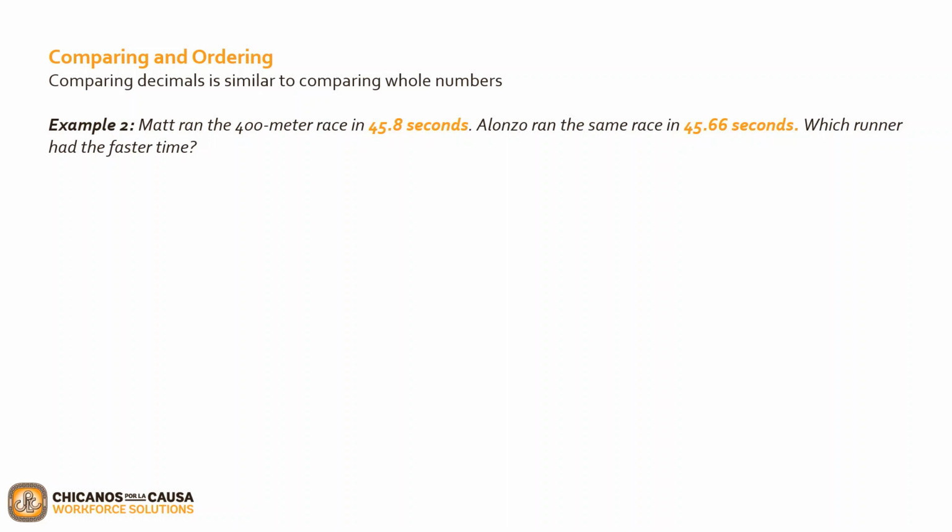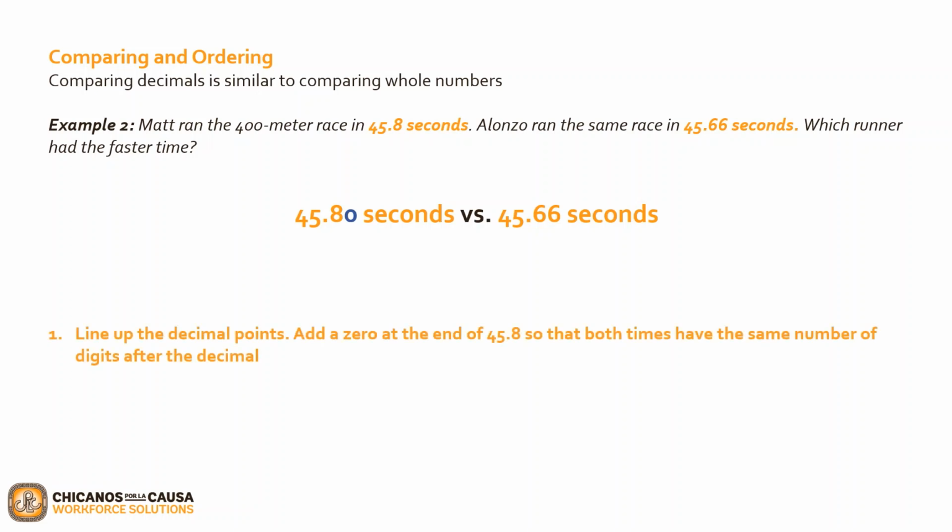Let's go ahead and break this down into steps as well. Step 1. Line up the decimal points. Add a 0 at the end of 45.8 so that both numbers have the same number of digits after the decimal. So you can see that I've already done that in color blue. So this gives us 2 digits after the decimal point for both 45.80 and 45.66.